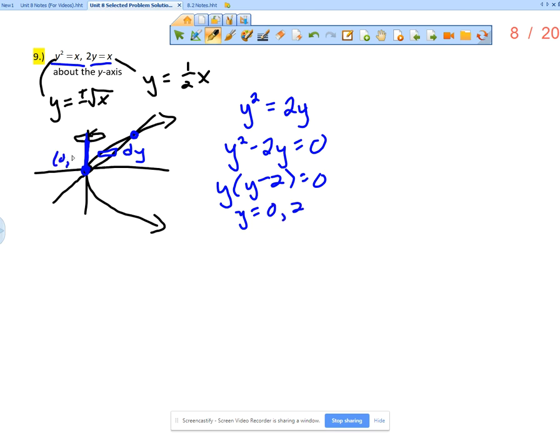So this point is 0, 0. That was easy to begin with. And this point is something, comma 2. So if y is 2, then 2 times 2 is x, so that would be 4. All right, so 4, 2. Then you'd want to make sure that 4 is equal to 2 squared. Yes. All right, so there's my graph.